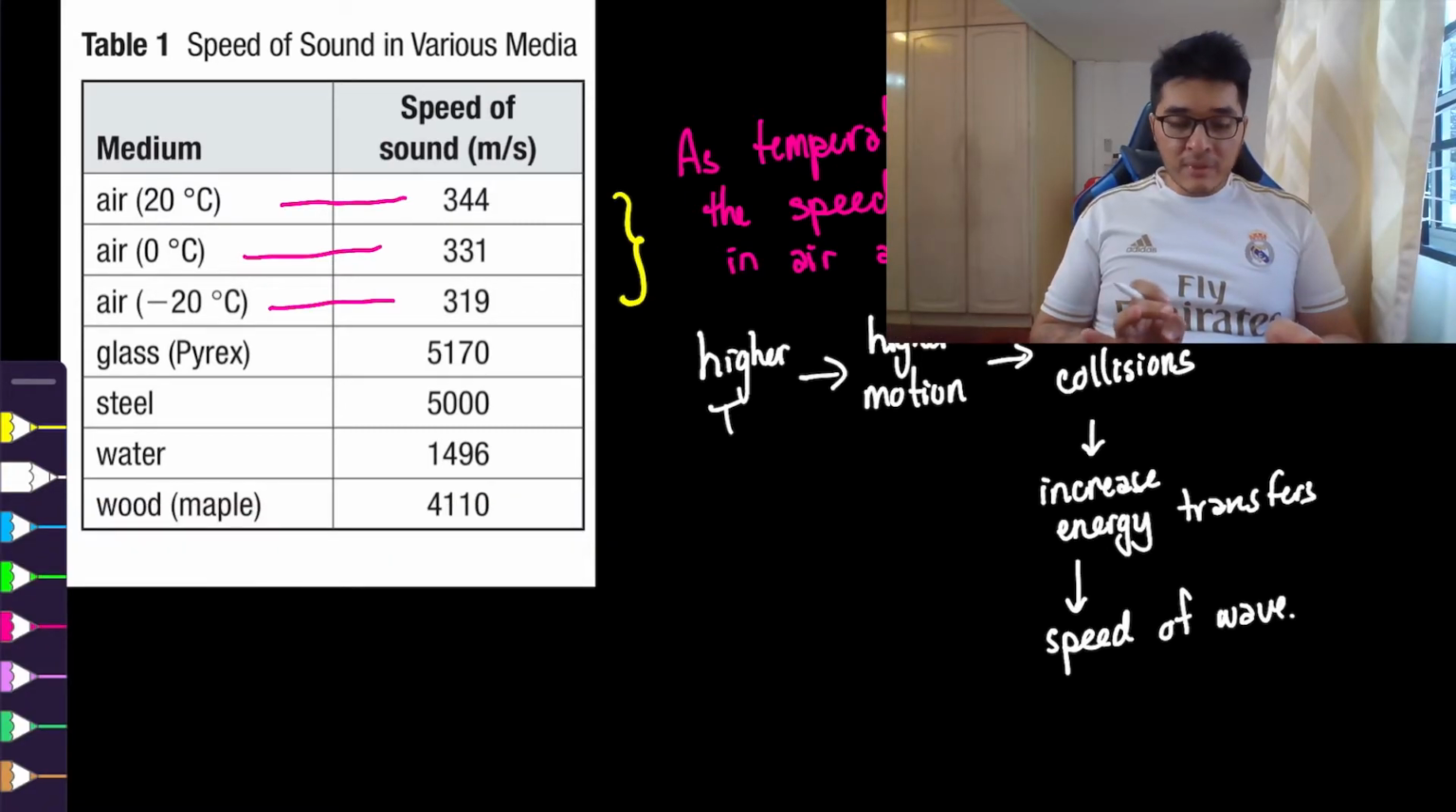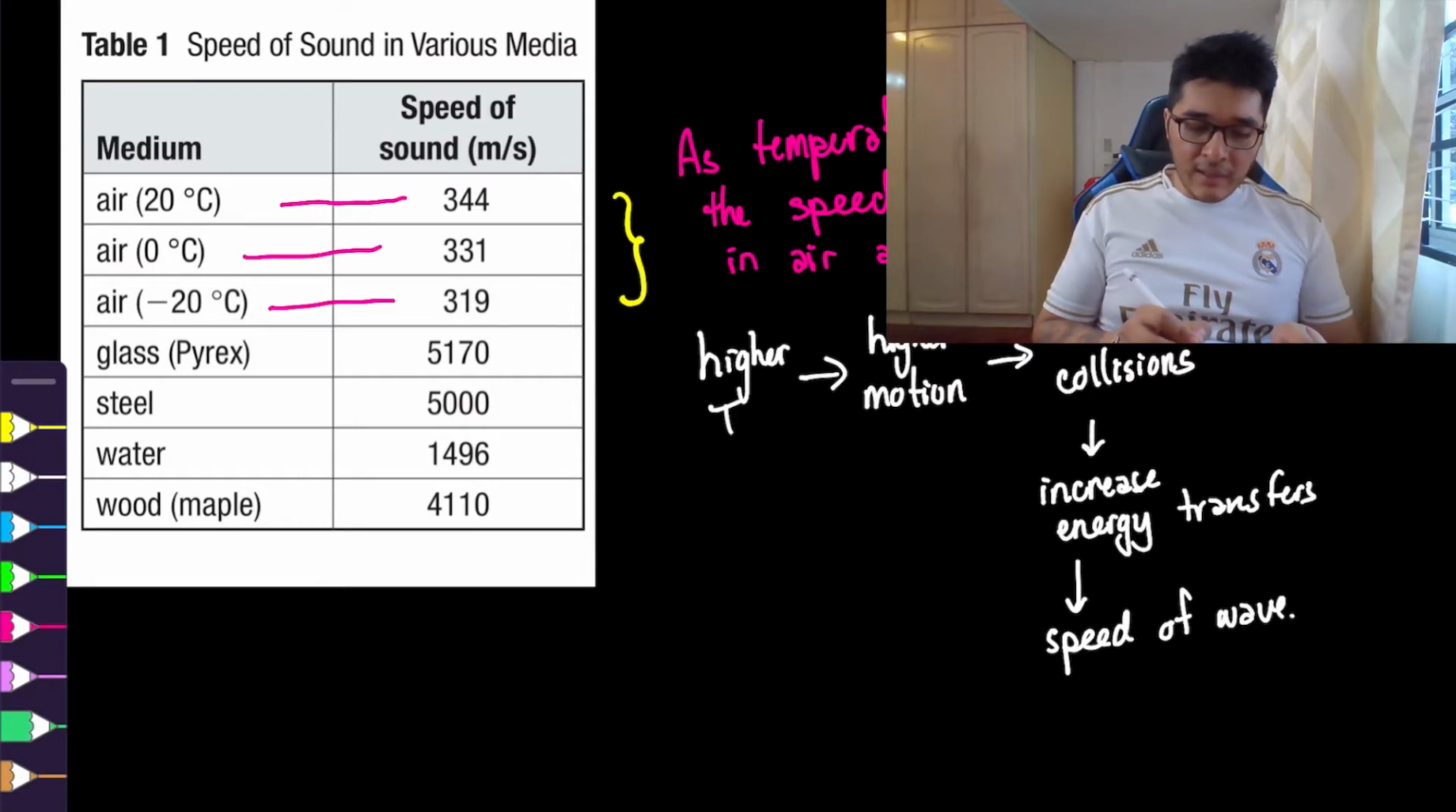Now, this table is still not finished. There's still more information to be gathered here. Notice instead that if we look at glass, steel, water, wood such as maple.